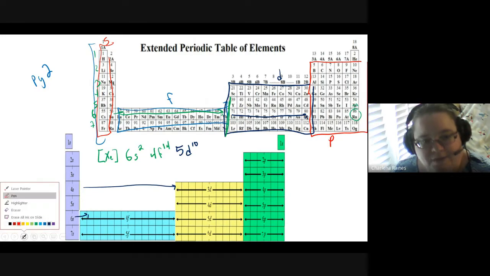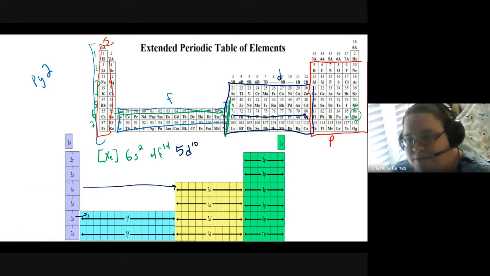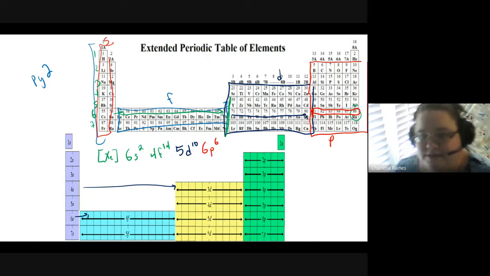5D10. Well, now we're at the last little part of the table. We are officially now in our P block, and we got to count 2 and include Rn, and that would be 6P6.